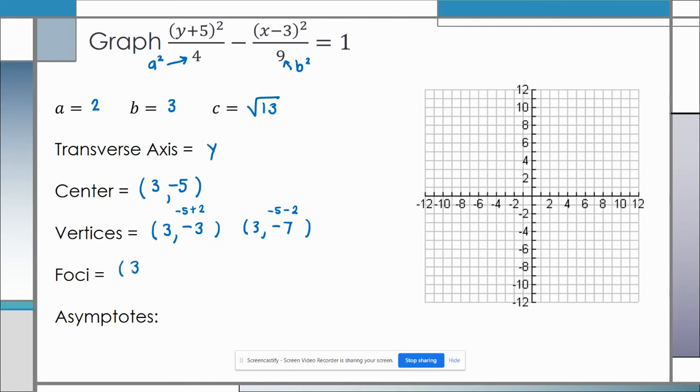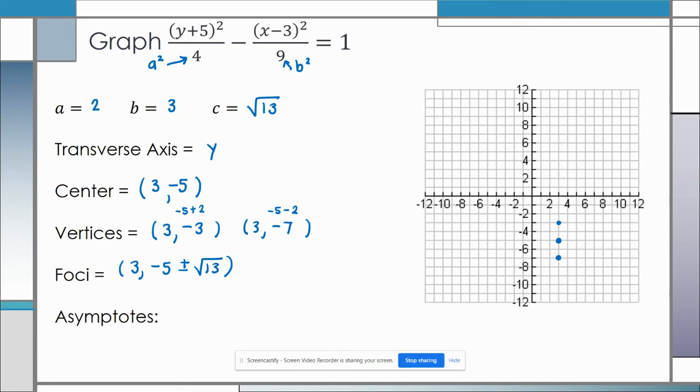So then our foci, keep that first number for my center because I know I'm moving up and down. -5, now I want to add and subtract the square root of 13 to get those foci. So I'm going to start plotting my points. 3, -5 falls down here. I know that I want 3, -3, and I want 3, -7.